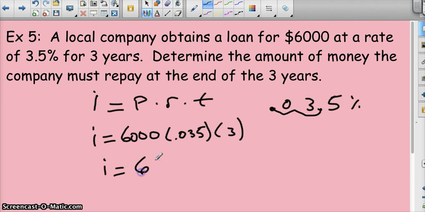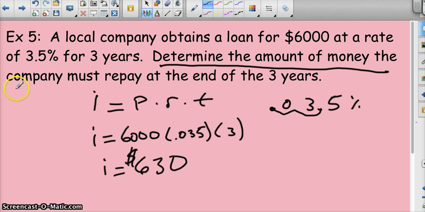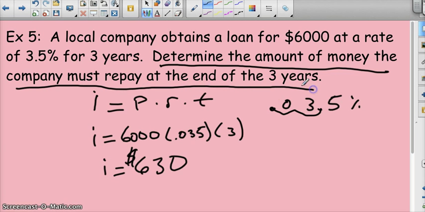Now, most people would leave it right here. I'm done. Yay, the answer is 630. But here is where the actual question comes in. It says the amount of money the company must repay at the end of 3 years. Well, if you borrowed $6 grand, you don't have to only pay back $630. It's less than you borrowed. You need to pay back the $6,000 that you actually borrowed plus the interest in this case.